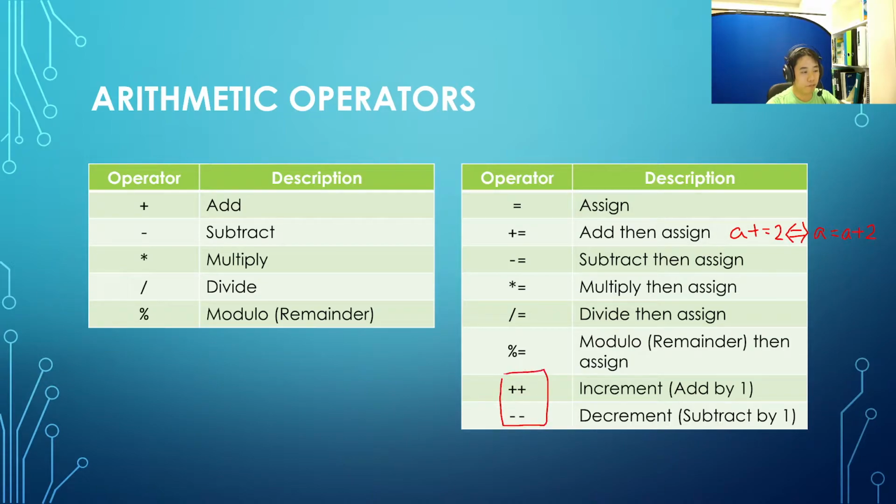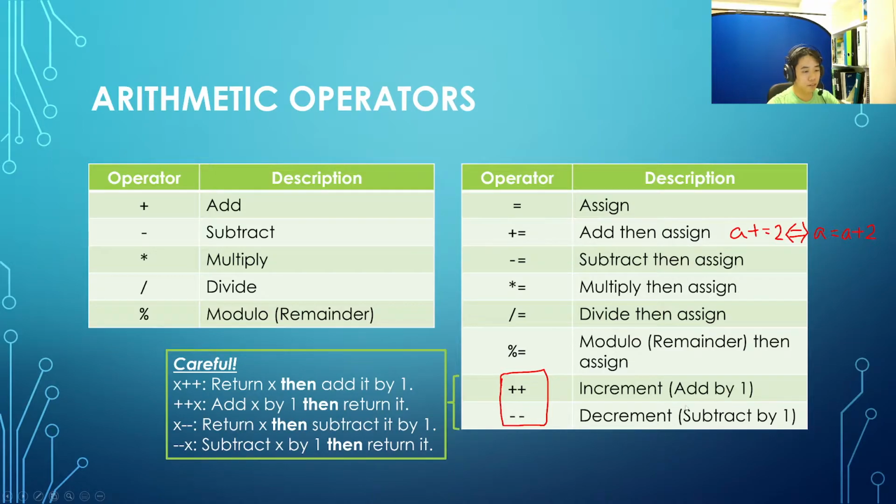Another set of operators we've seen before maybe is plus plus and minus minus. We use that a lot in for loops, so there's no surprise there. So plus plus means add by one. Minus minus means subtract by one.